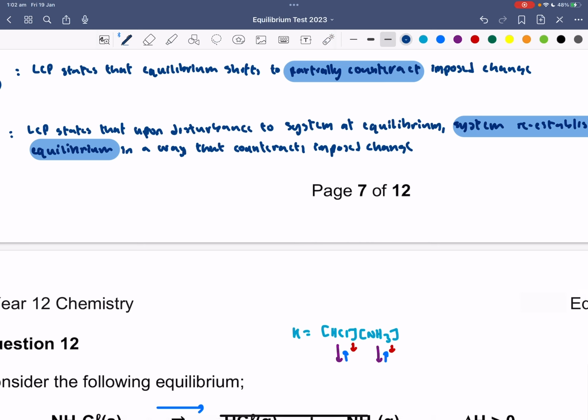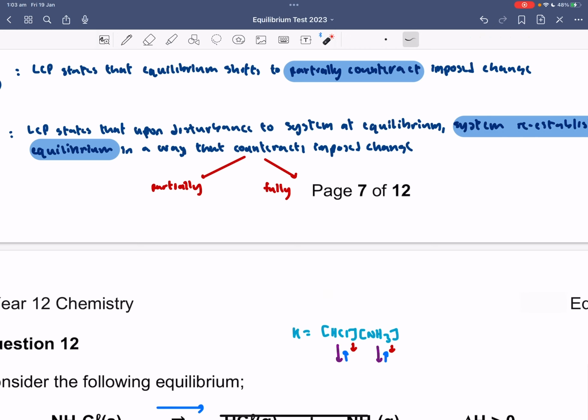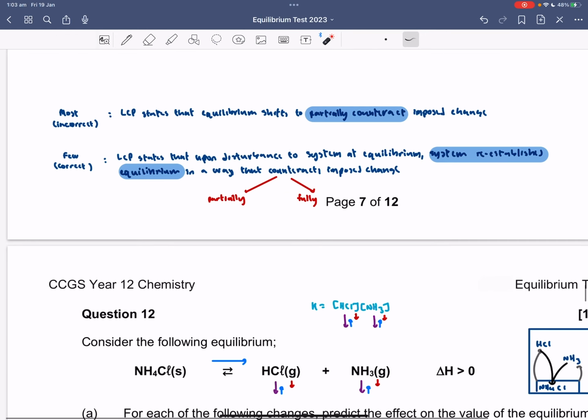Now, when it counteracts it, that counteract might be partial, which is what happens in most of the questions, or the counteract might be full, which happens in very, very few questions, such as this. There's a video that discusses all the different types of full counteracts in equilibrium. So the imposed change may be partially counteracted, or it may be fully counteracted.